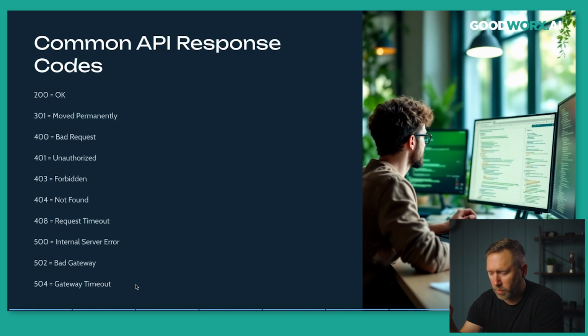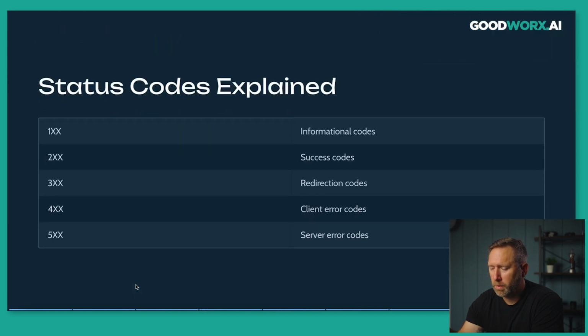Those are just some common ones, but there's more. And they're broken down by different categories. And the category is defined by the first number. So informational codes start with 1, success codes start with 2, redirection codes start with 3, client error codes start with 4, and server error codes start with 5. So those are status codes you want to be familiar with, because when you're working with APIs and you get back a status code, if it's anything but like 200, then usually it means you have a problem.